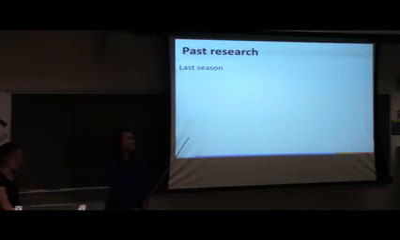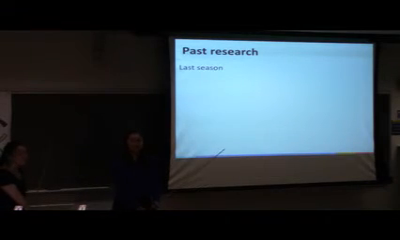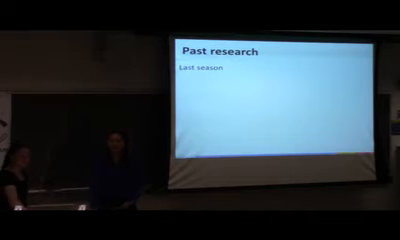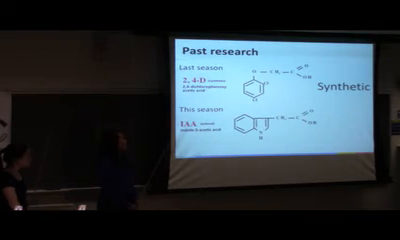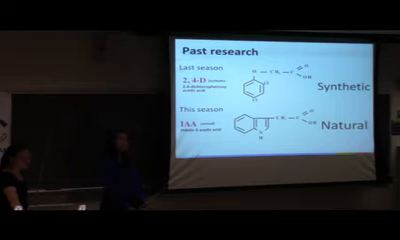So last season, experiments were done using 2,4-D, a synthetic type of auxin, that suggested a role of auxin in solar tracking. This season, I used IAA, a natural form of auxin, to see if it would have the same results on heliotropism.